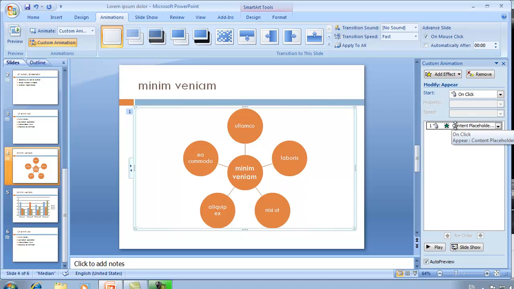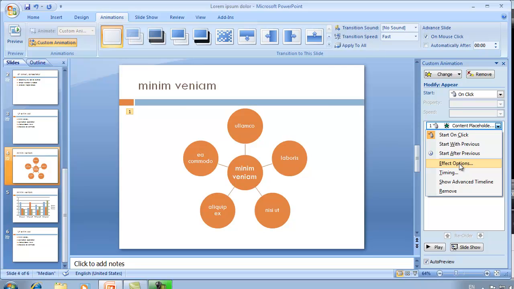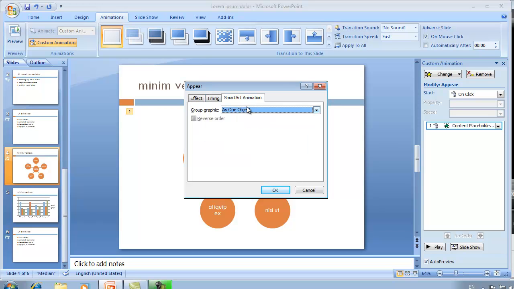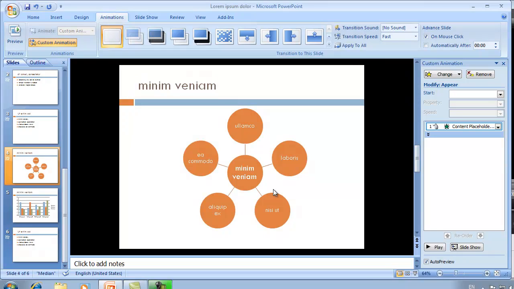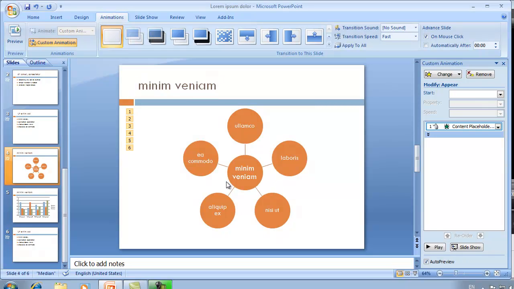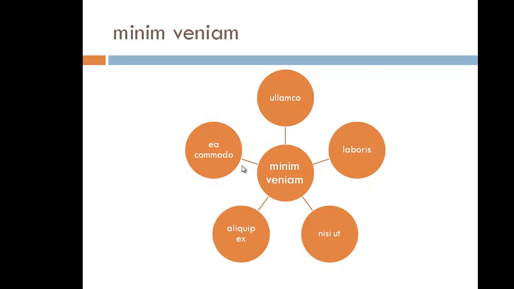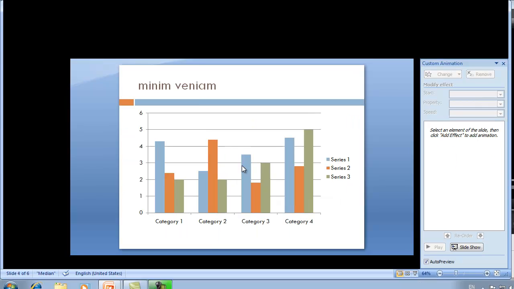On the Smart Art panel now, we see a reference to the content placeholder. If we right-click on that and choose Effect Options, now you'll see here in the Appear dialog, we have a Smart Art Animation tab. This gives us different options depending on what sort of diagram. If we open that up, click on the drop down, and I'm going to say from center 1 by 1, then OK. And if I do a Shift F5 just to preview this slide, as I click, each balloon appears in turn, and then we're onto the graph.